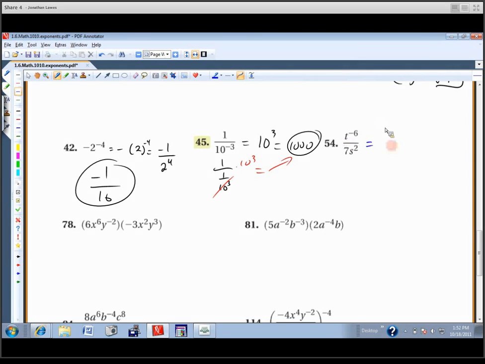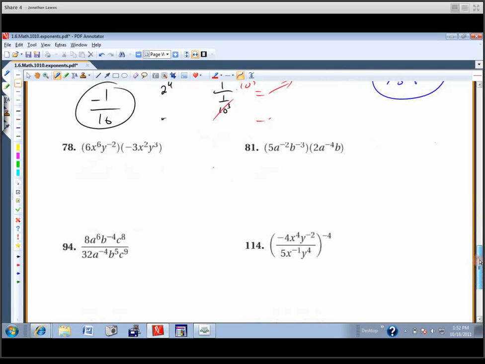Okay. This one's kind of interesting. We don't like the negative 6 in the exponent on the top, so we're going to take that and move it on the bottom. The 7's fine. The s squared is fine. And when I move it to the bottom, I get a t to the 6th. But is that it? Remember, if we move this down, if we're ever working with a division problem, there's always a 1 left. Okay, so you definitely want to put that in there.